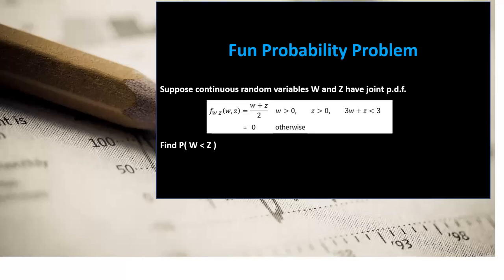So today we're going to take a look at a joint PDF for two variables. If we want to find the probability for a certain combination of the variables, like for example W less than Z, how do we solve this type of probability problem? Okay, so let's go to our whiteboard and start solving these problems.